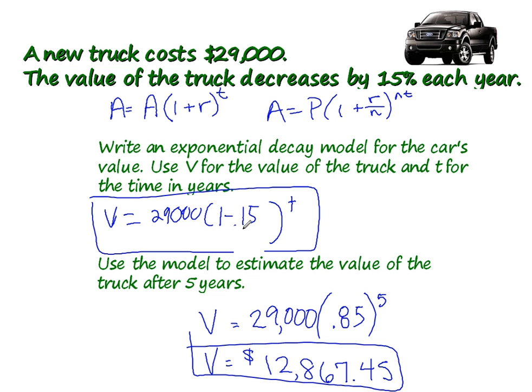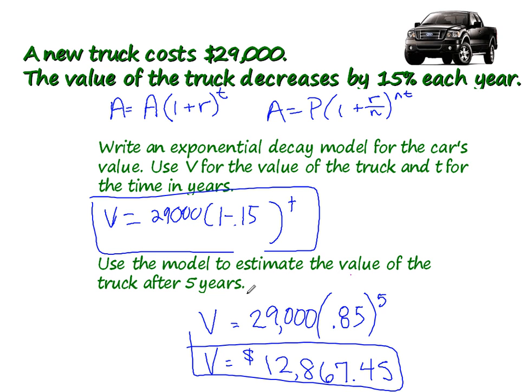Change that 15% to 0.15. Change it to a decimal, move that decimal 2 places to the left, and you're 1. So 1 minus 0.15 to the t power. So this would be the model, and I'm using the variables that they gave me. V is a value, and t is time.